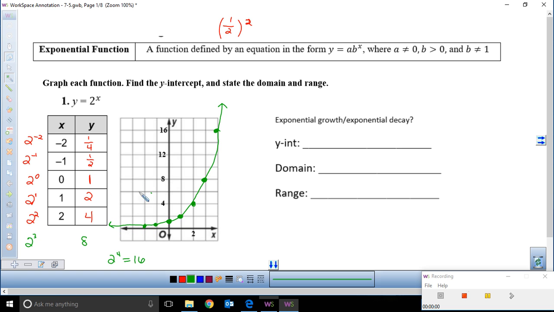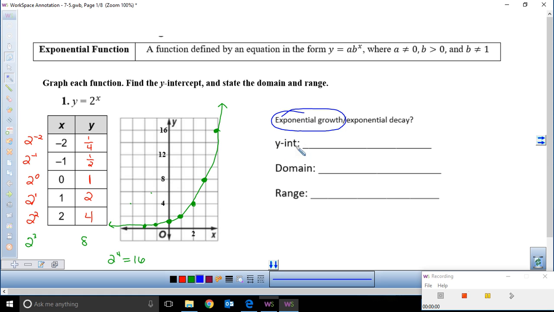Now, here's what our graph is going to look like. This is an exponential function. It is not a linear function. It is not a straight line, but it is getting, in this case, bigger and bigger and bigger. So the first thing they want to know is: is this exponential growth or exponential decay? Well, as we read the graph from left to right, it's getting bigger, which means that it is exponential growth. So we're going to circle exponential growth.